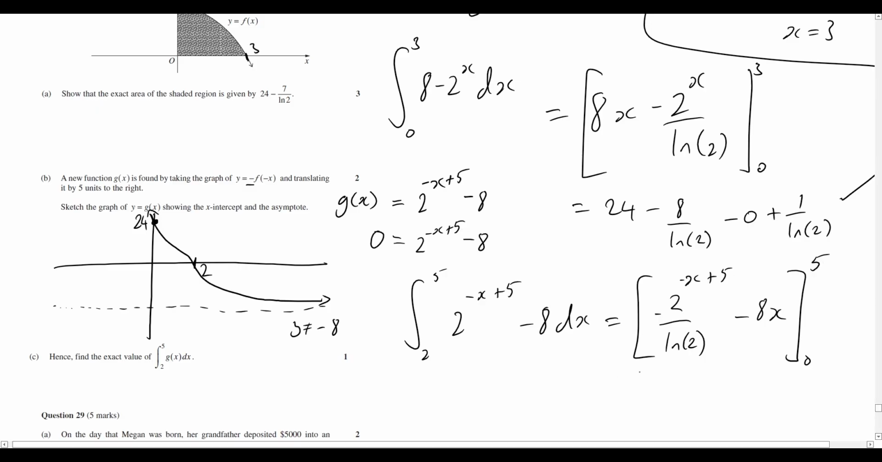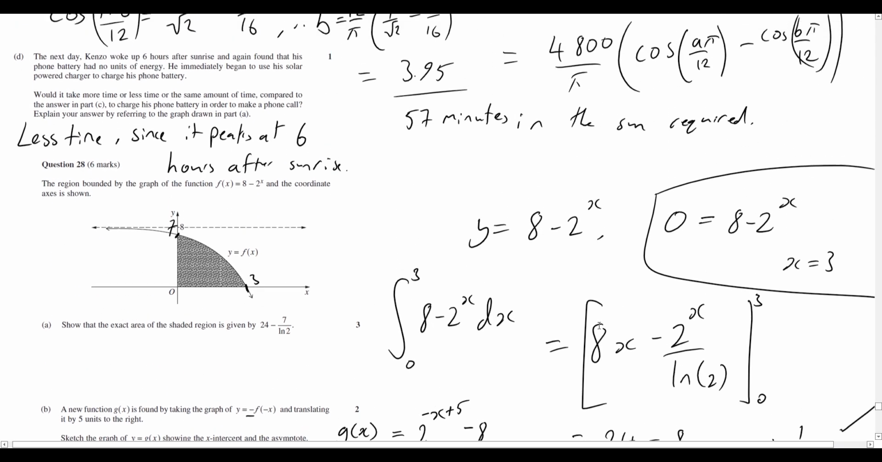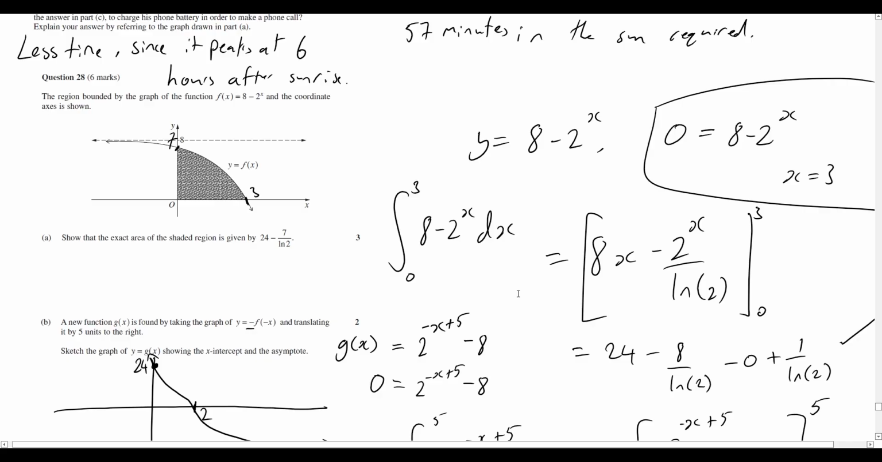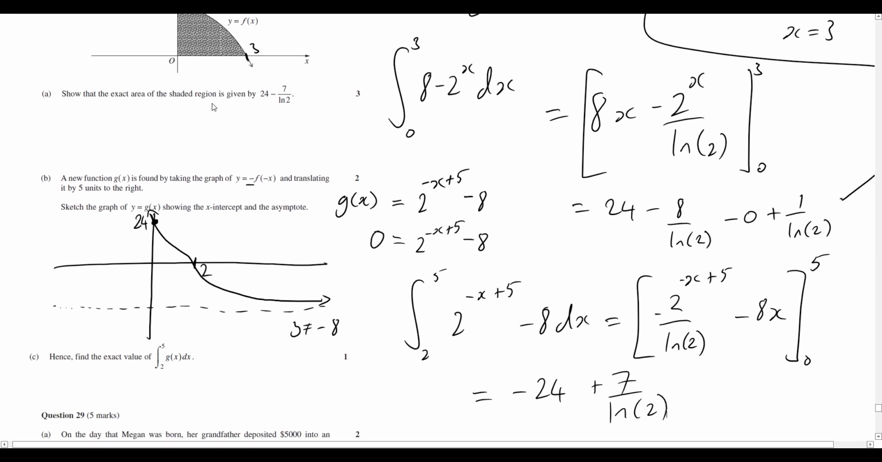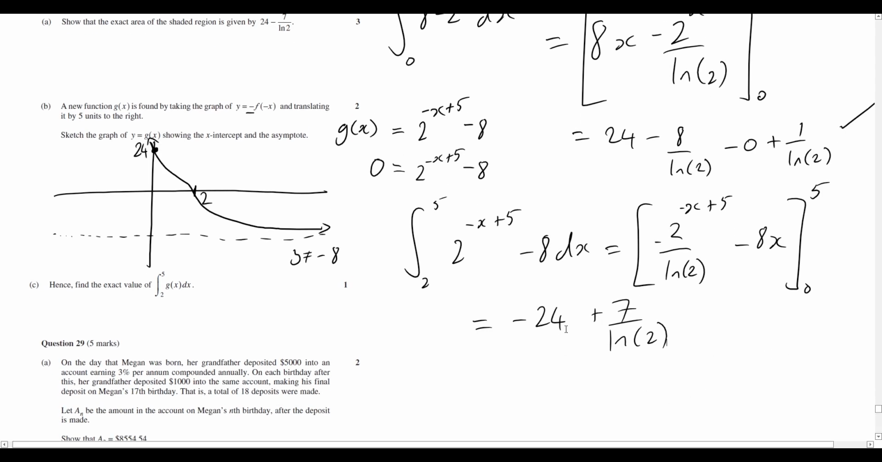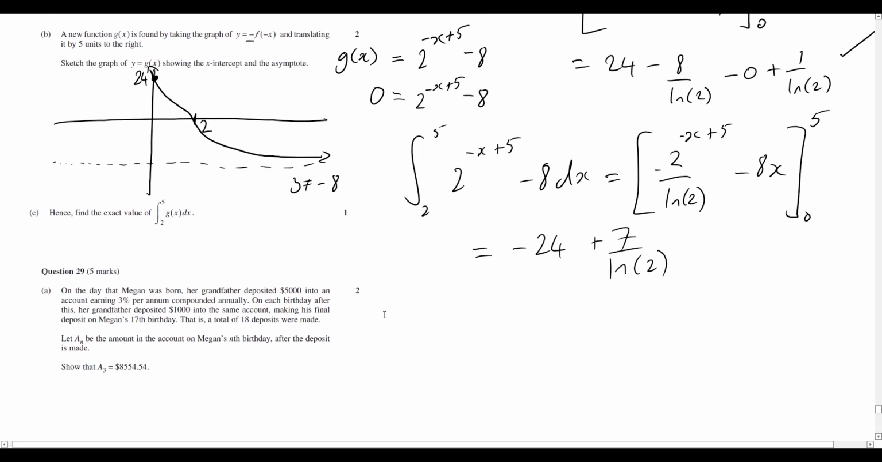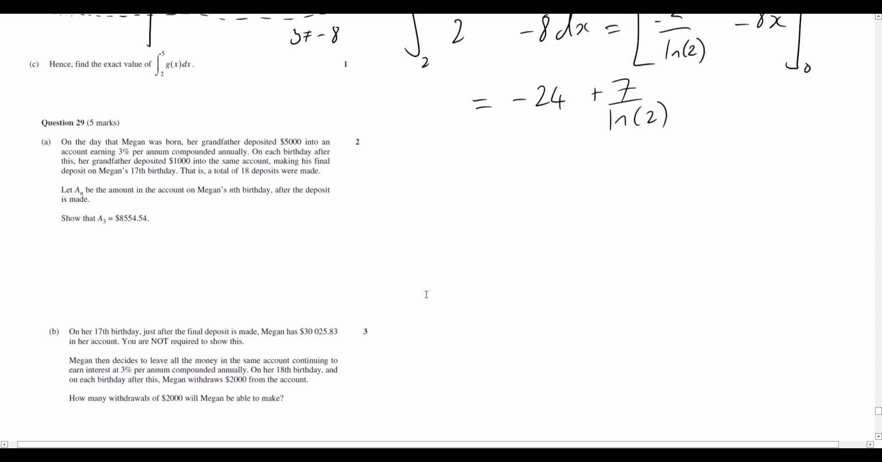And so when you start substituting all of these in, you'll end up with a value of minus 24 plus 7 over the natural log of 2. And isn't it funny that we get that value there, whereas earlier we had a value of simply 24 minus 7 over ln of 2. So now all we've done is taken a negative of that value there. Okay, cool. Moving on to question 29.